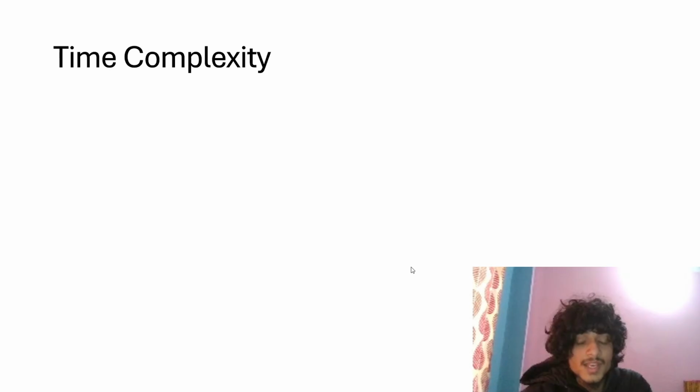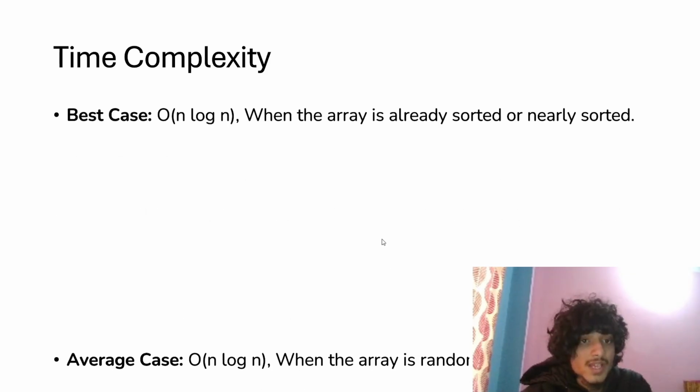Okay. And there is no case of early return. So worst case, best case, and the average case all come out to be n log n, as you can see here.